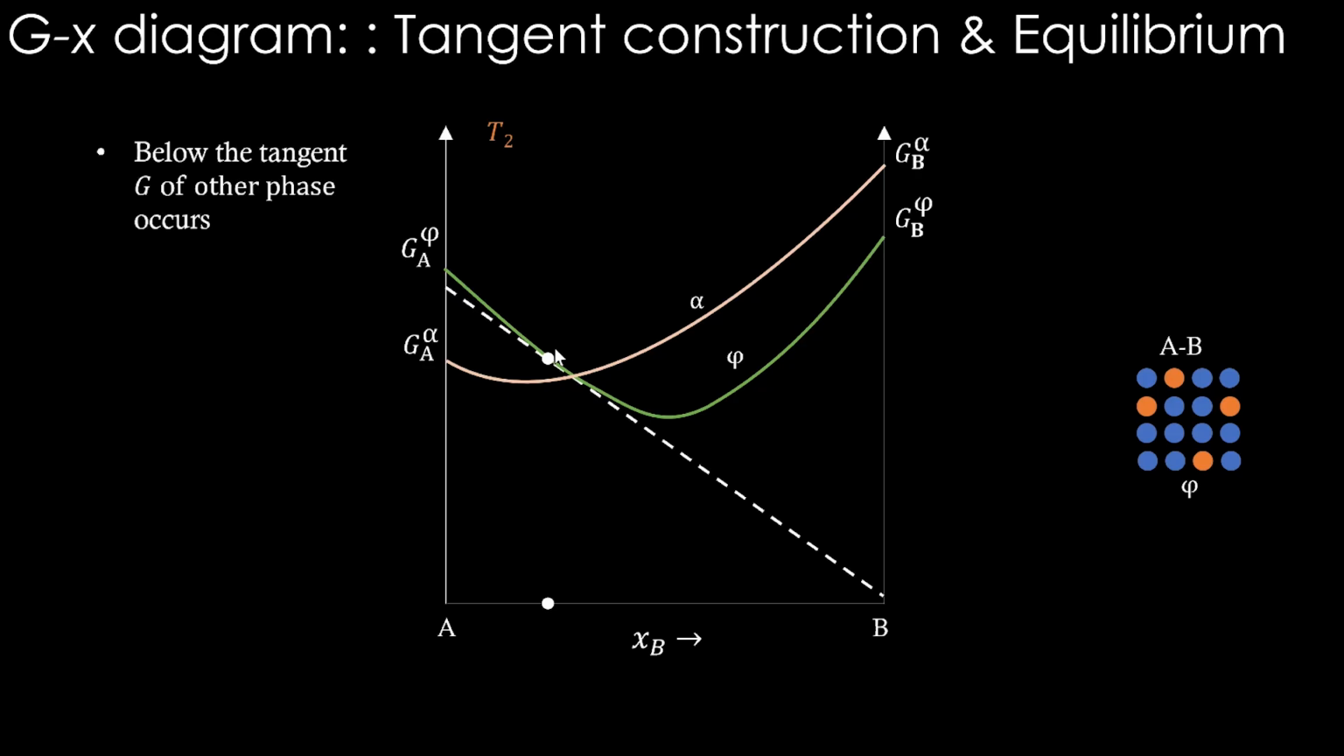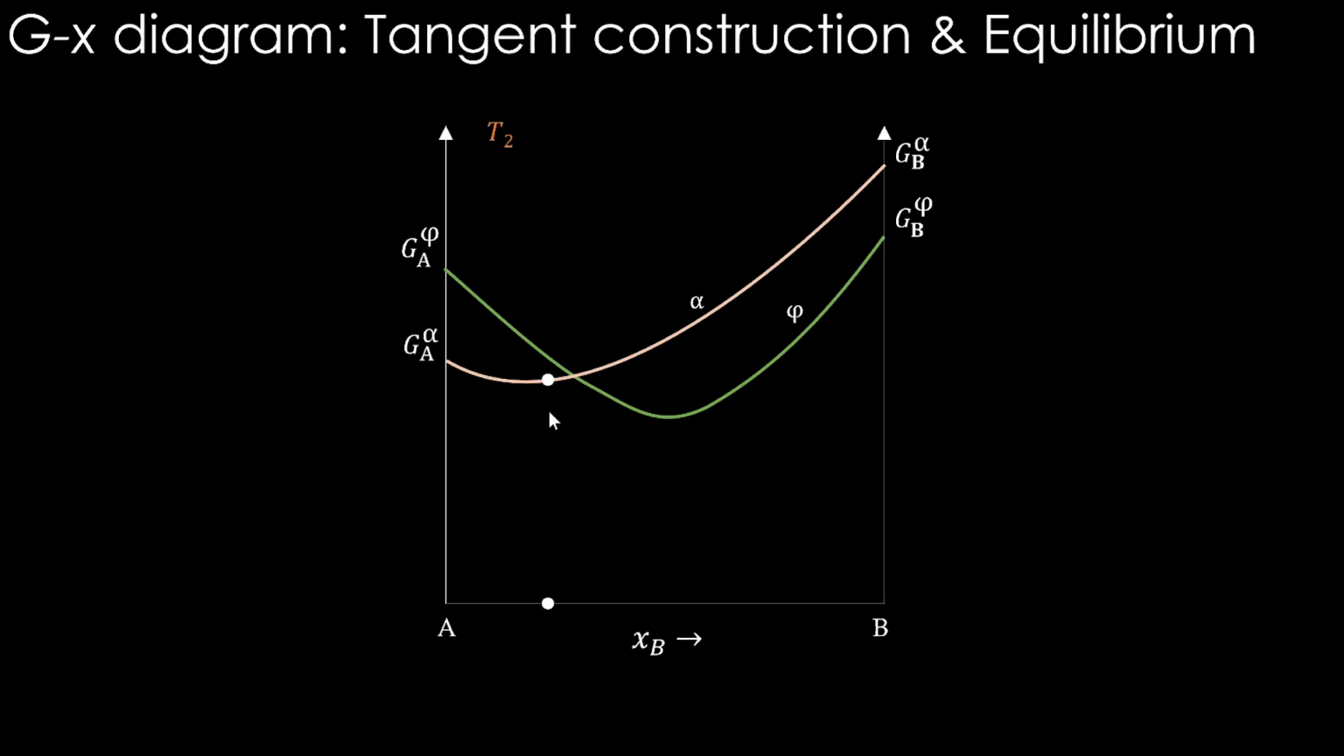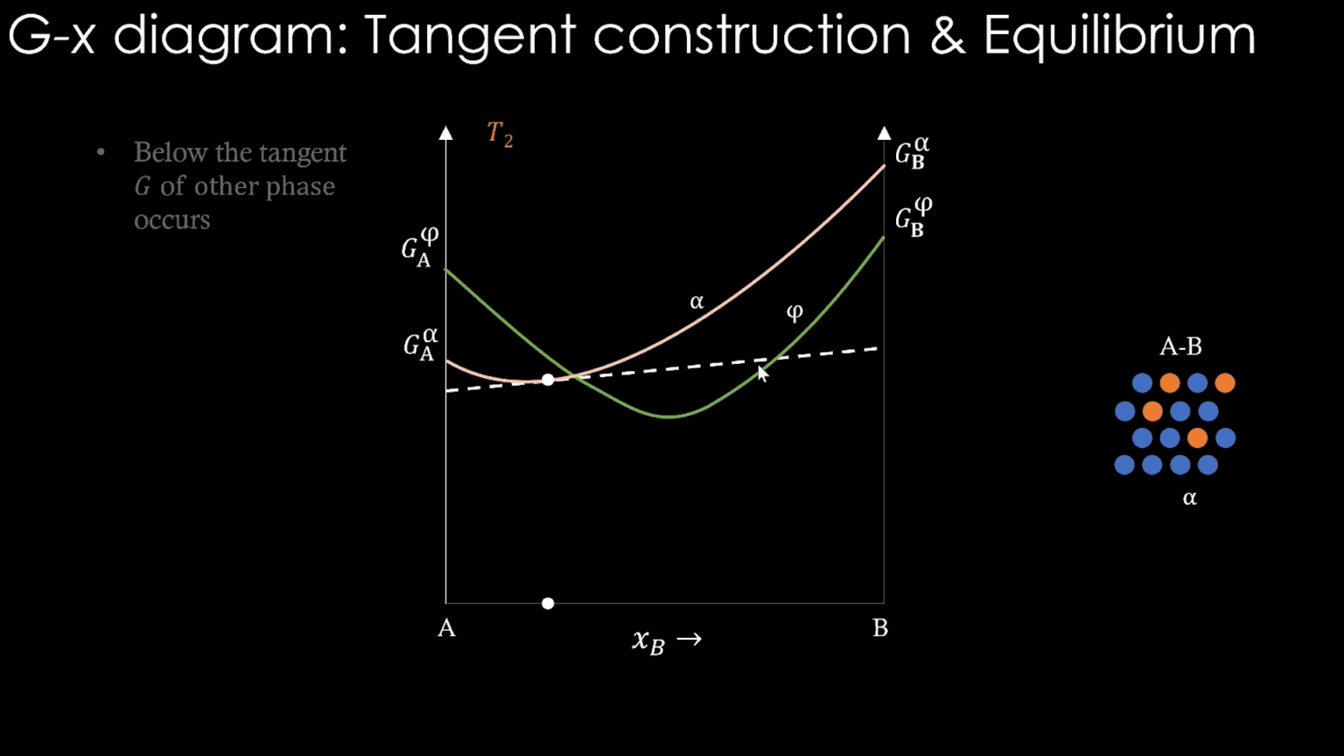Okay, below the tangent, G of another phase occurs. That is the alpha phase now. Now, let us put the dot on the alpha curve and draw a tangent there, and we will see that this phi phase curve occurs below the tangent of the alpha phase. What does it mean? The phi phase is also not stable. Okay, so this is alpha, and below the tangent we see G of another phase occurs, that is this phi phase Gibbs energy.